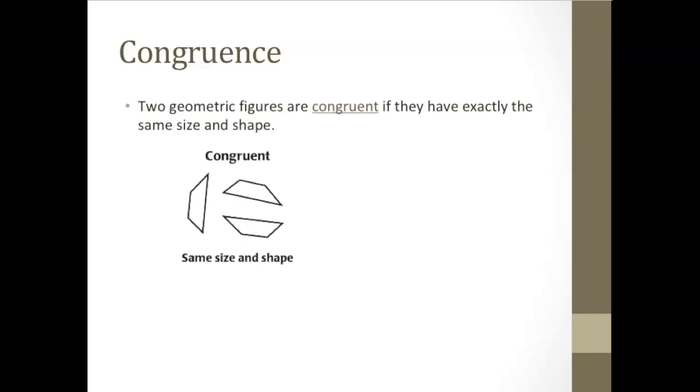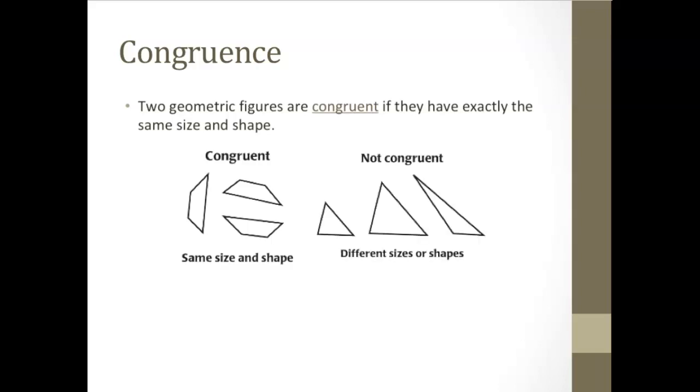So for example, these are all congruent figures because they have the same size and shape, although they may be oriented differently. However, these, although all being triangles, are not congruent to each other because they are either different sizes. The first and second triangle, although they have the same shape, are different sizes, and that third triangle is a different shape, although it's a triangle as well.